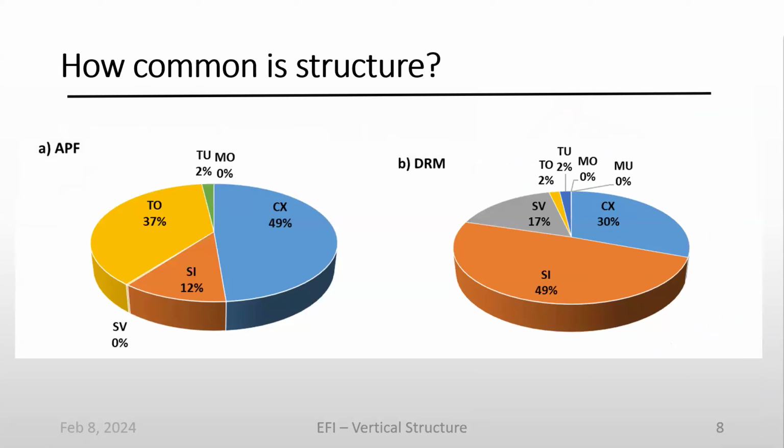So just how common is structure? The left pie chart shows Algonquin Park. About 12% of the area is considered single story and about half is complex. So about 40% of the area is in two-tiered canopy conditions. On the right is a boreal example, where half the area is single and another 30% is complex. So two-tiered conditions are not as much of an issue in the boreal. That's why I'm presenting results mainly for the Great Lakes St. Lawrence.